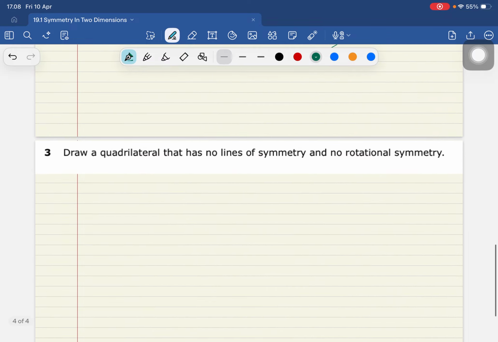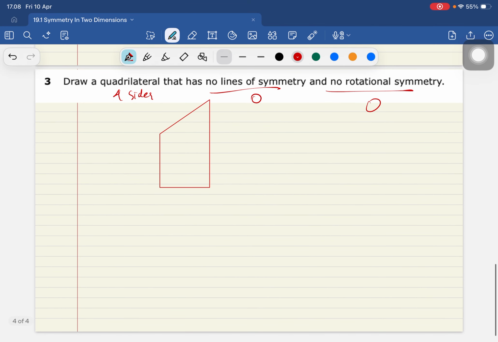Number 3, draw a quadrilateral that has no line symmetry and no rotational symmetry. It can be any quadrilateral, but a quadrilateral has 4 sides. So for instance, I will make it like this. When we rotate, there is no line symmetry, 0 lines of symmetry, and no rotational symmetry. Okay, there it is. Thank you.